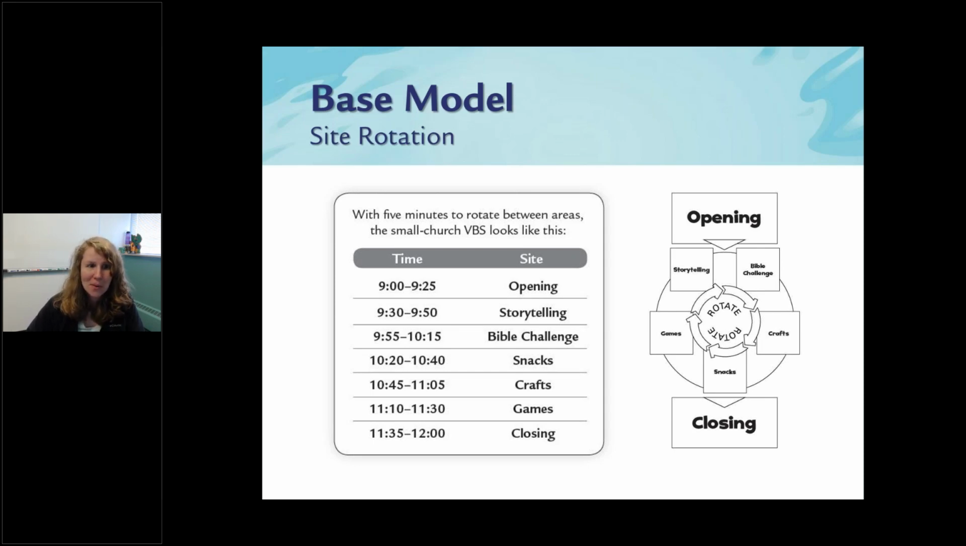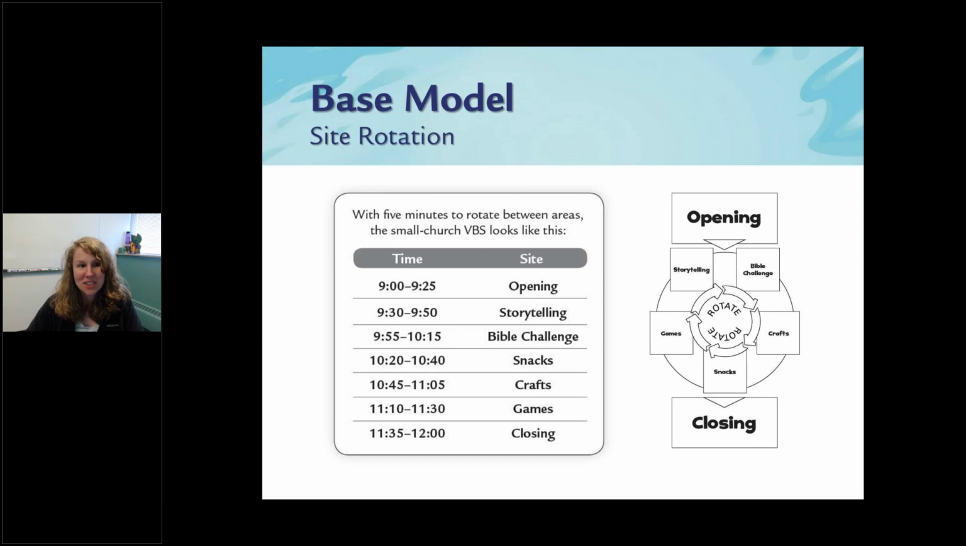So here's our base model site rotation. I know one thing I was really surprised about when I came and started working at CPH is when I was going to VBS as a kid, it was more like Sunday school, right? We all sat in the same classroom, we had one teacher, and then we just went through all the stuff. We sat there 2 or 3 hours and then we went home. That is not how our VBS is scheduled today.